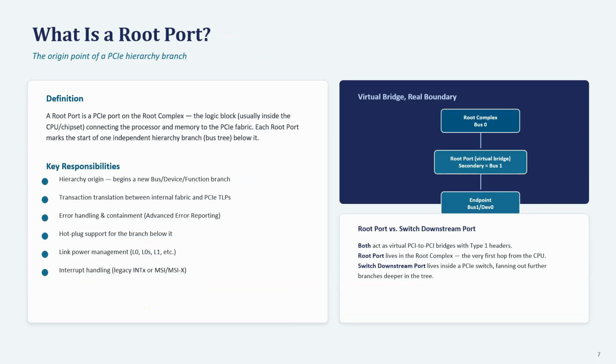Now, what is a root port? We need to understand this particular thing also. So basically, a root port is a PCIe port on the root complex, a logical block usually inside the CPU or the chipset. It connects the processor and memory to the PCIe fabric. Its responsibilities are hierarchy origin, where it begins a new bus, device or function in a branch, and transaction translation between the internal fabric and PCIe TLPs.